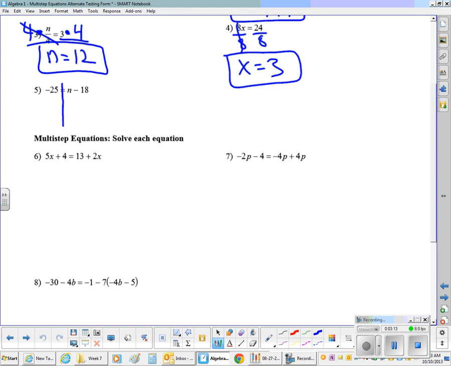Number 5 looks like something we can solve using cross the line, change the sign, so let's go ahead and do that. Negative 25 becomes positive 25 when it crosses the line. N becomes negative 1n. Negative 18 stays. So now I have negative 1n equals whatever 25 minus 18 is. So we're going to calculate that out. Positive 13, yeah. So then we're going to divide both sides by negative 1. And we get n equals 13.